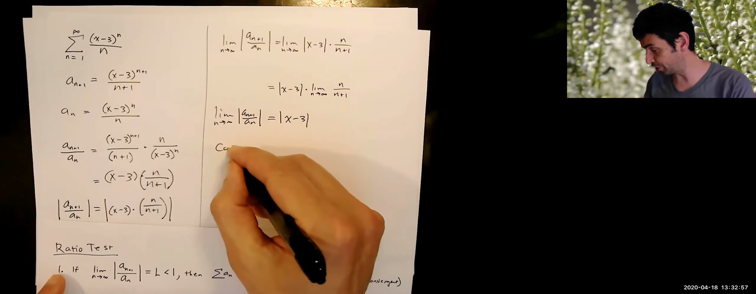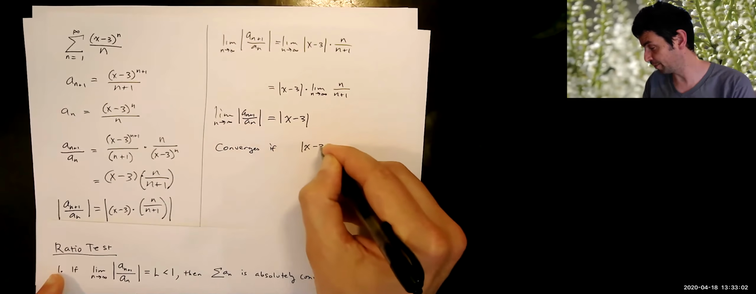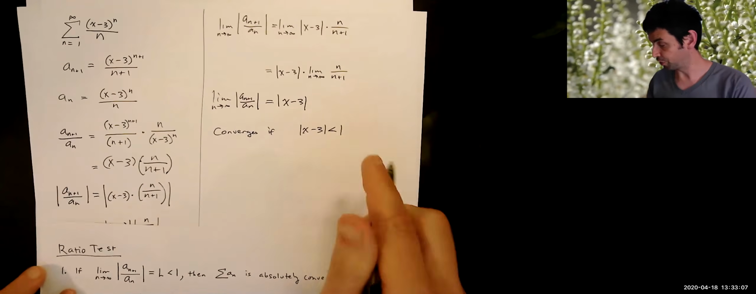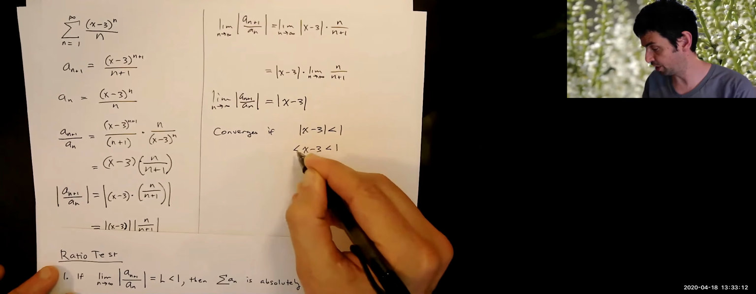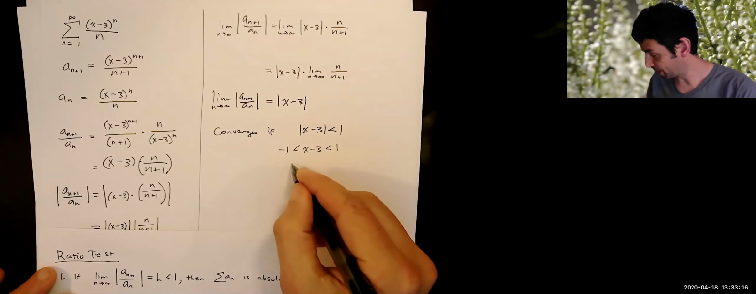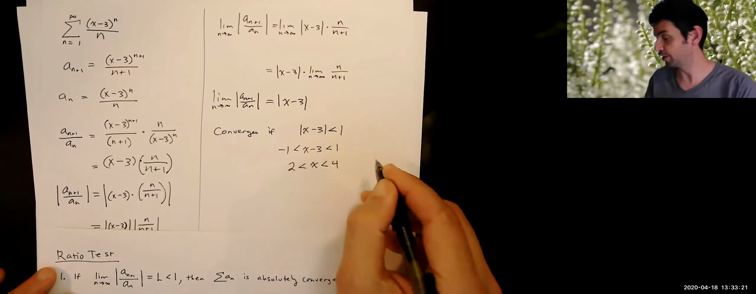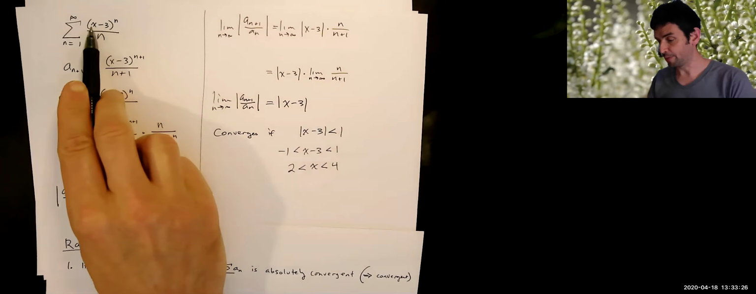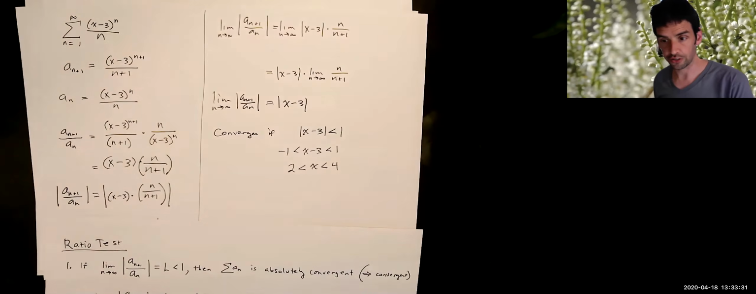This series converges if the absolute value of x minus 3 is less than 1, which is equivalent to saying x minus 3 is between 1 and negative 1. I can add 3 to everything, and in other words, it converges if x is between 2 and 4. So this series, if I put in values for x between 2 and 4, converges.